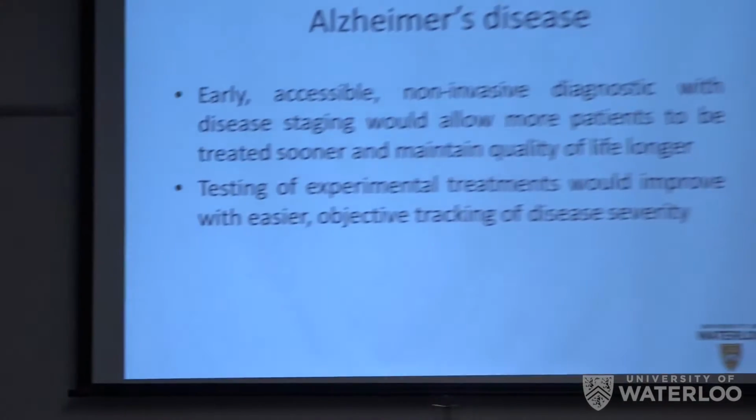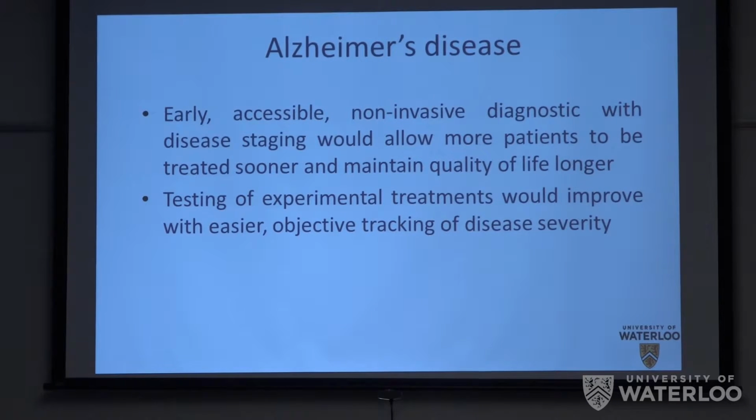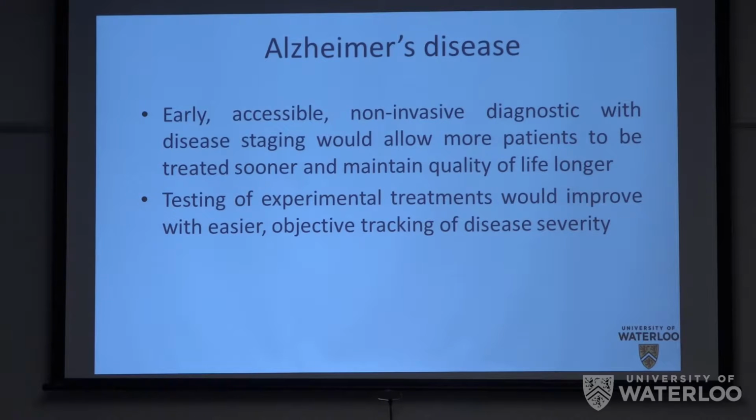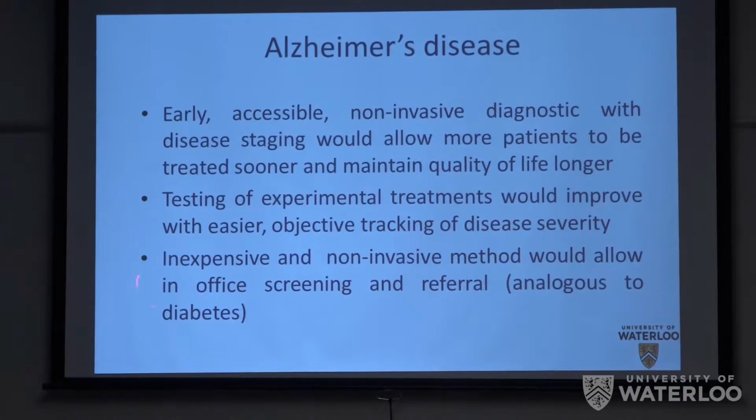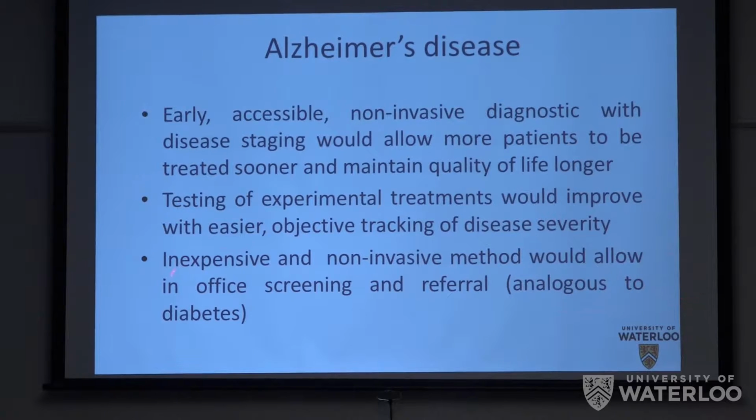And a lack of a proper diagnosis means many people are not getting treated at all, or they are not getting the proper treatment because the cause of their dementia is not known. So we want an early or accessible non-invasive diagnostic to maintain quality of life, and in order to allow testing of experimental treatments, and an objective testing that would allow you repeated scans and to say, yes, the amyloid load is getting better, it's getting worse. And this could then become a simple technique which would be used for screening and referral.